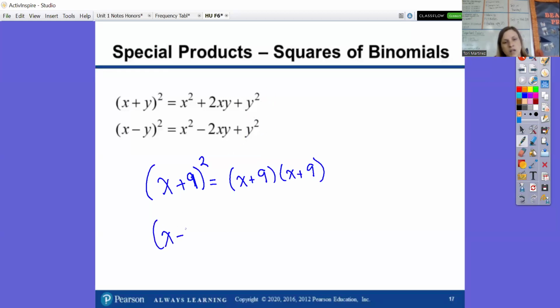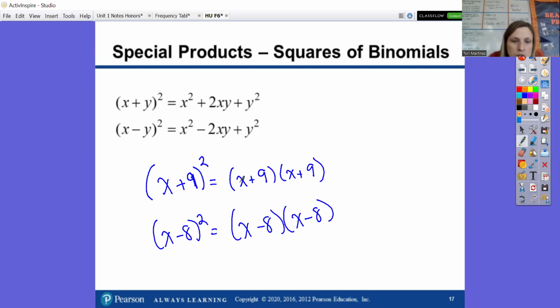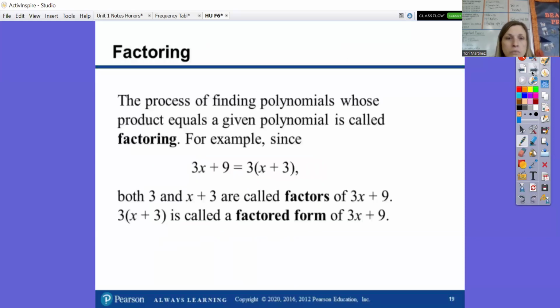Even if it's x minus 8 squared, you would just take x minus 8 times x minus 8. What you never want to do is distribute an exponent across addition or subtraction. That's a huge no-no. It's like math voodoo. You never do that. You don't have to memorize these. Just know it's x plus 9 two times, FOIL it, distribute, multiply through, and you'll get your answer.